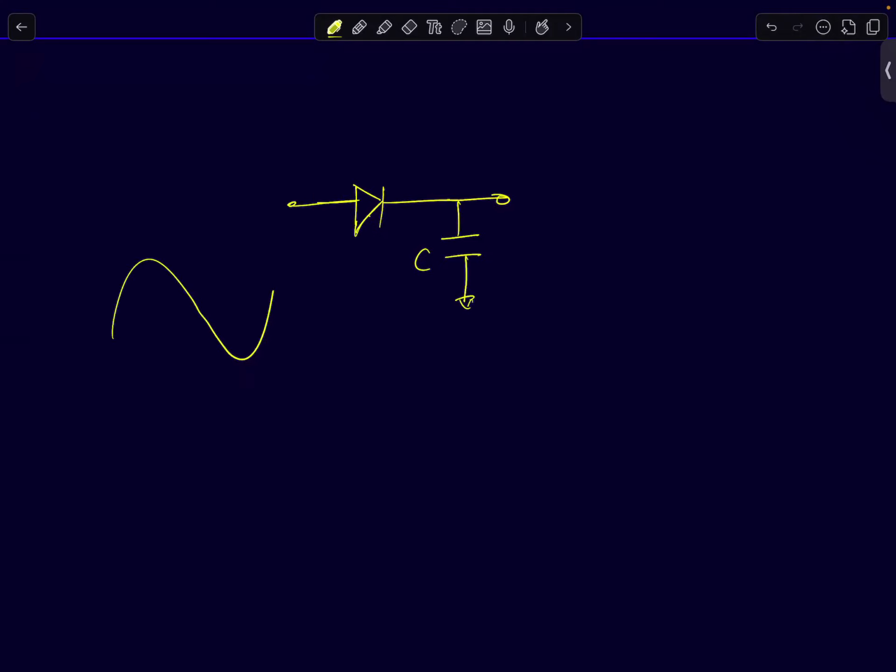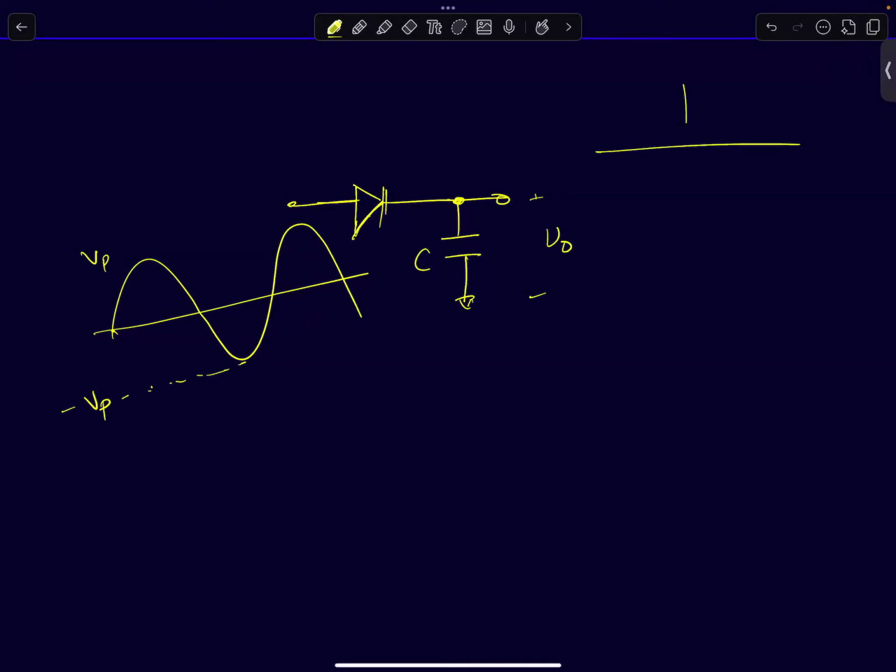If I apply a sinusoid as an input to this circuit, let the sinusoid go from V peak to minus V peak. If it oscillates between V peak and minus V peak, what do you think will be the output of this circuit? Assume the diode is ideal, meaning it has zero cut-in voltage. To turn on the diode, you just need a positive voltage across it. It will turn on. If the voltage is even slightly negative, it will cut off. Keep that in mind. So what happens here? Assume the source resistance of your input is zero. It's just an ideal sinusoidal voltage source.